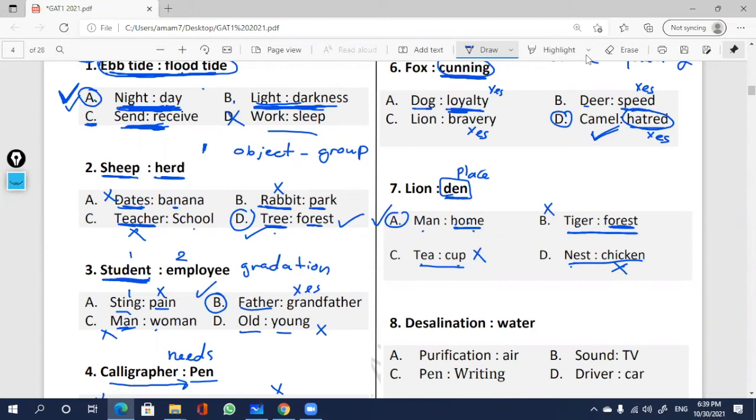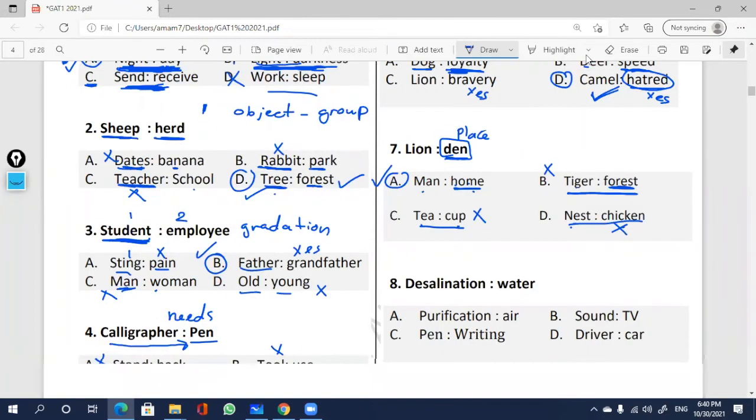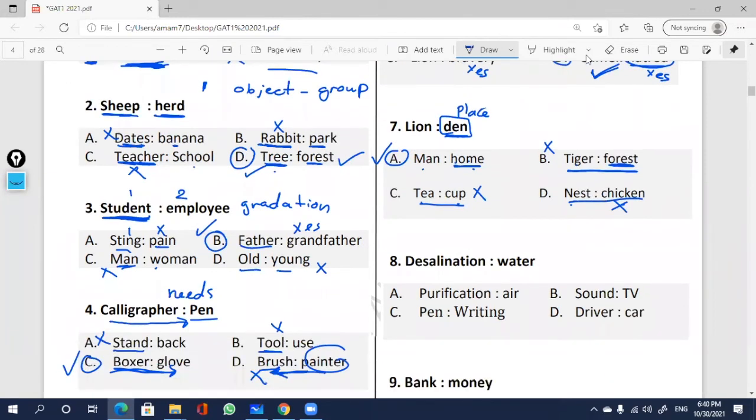Who can answer number 8? Raise your hand, please. Jawhara, Al-Jawhara. Can you answer this one? Yes. Desalination in water. The answer is A. Purification in air. Excellent. The answer is A.